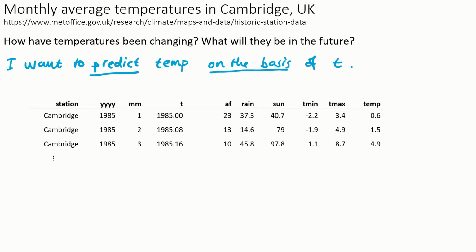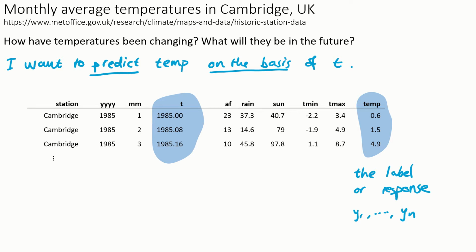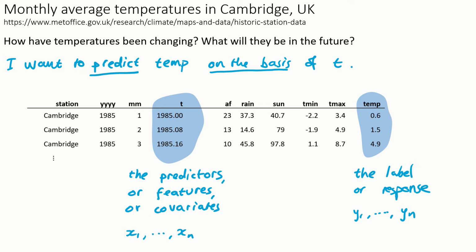What it really said between the lines is, how can we predict the temperature variable on the basis of the t variable? This was between the lines of the question, this separation of the data set into things we're trying to predict versus things we're basing our prediction on. The thing we're trying to predict is called the label or the response variable, and I'll call the list of them y1 up to yn, where n is the total number of rows in the data set. The thing we're using to make predictions is called the predictive variables, or the features, or the covariates.